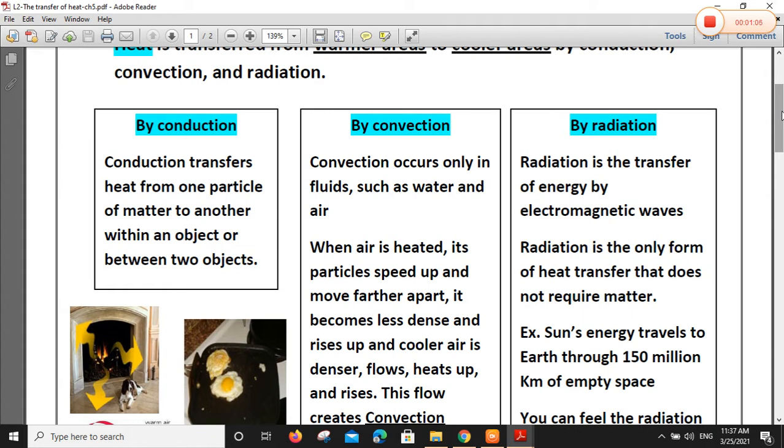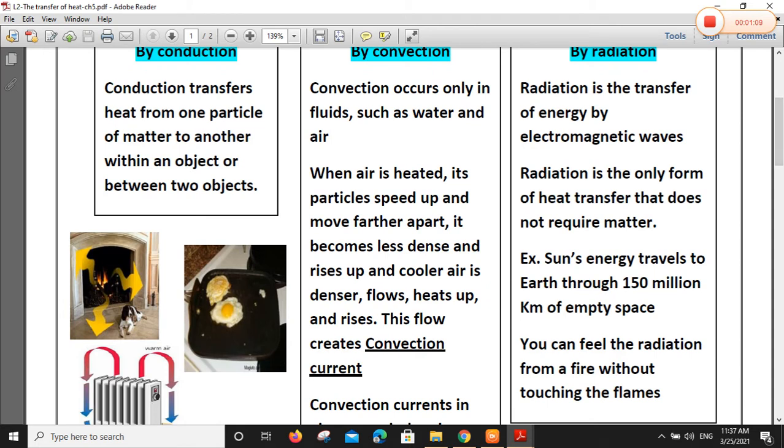Look at frying an egg in a pan or in a pot. The pan is made of metal. Metal is a good conductor material. So heat is transferred from the oven to the egg, or to the food in general. So the transferring of heat through the pan is by conduction, or the transfer of heat to the egg is by conduction.